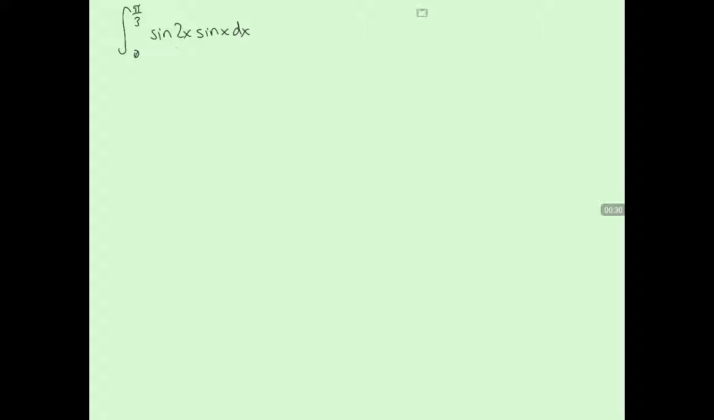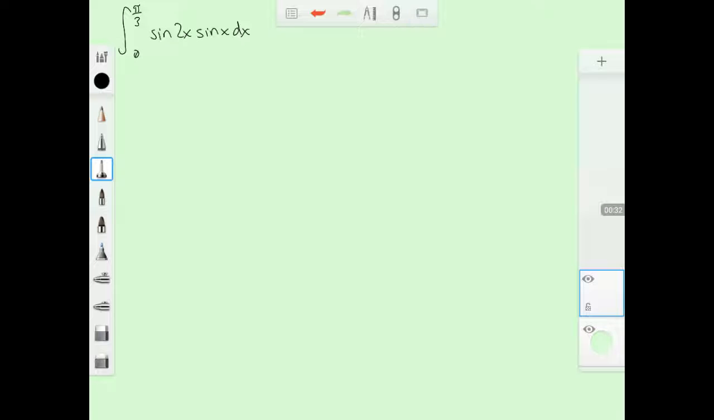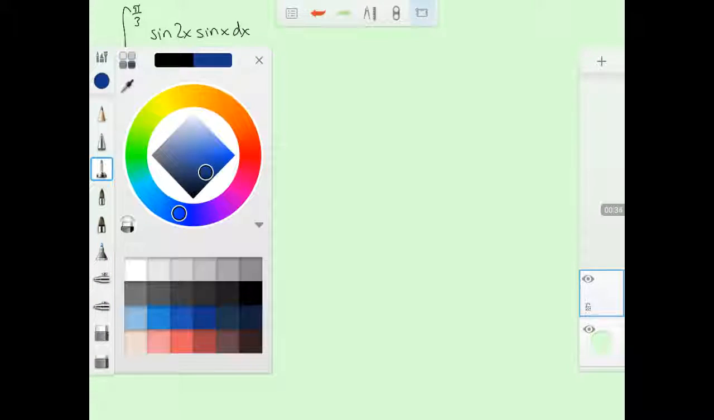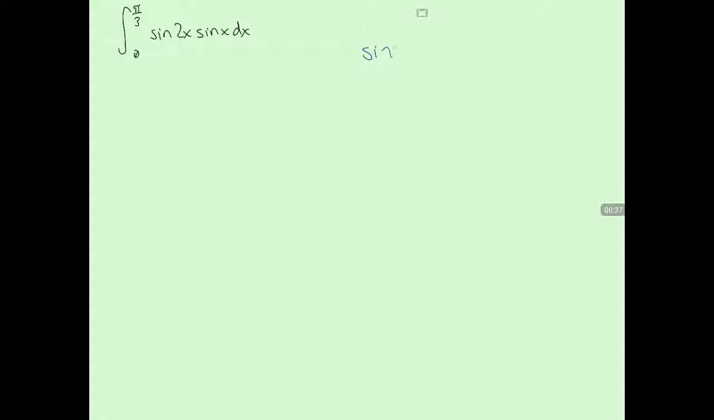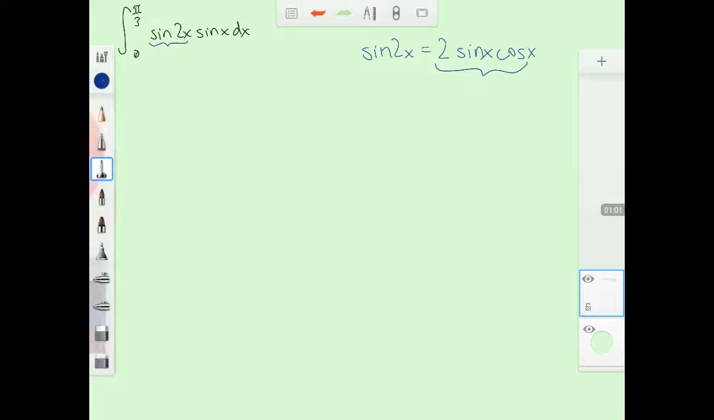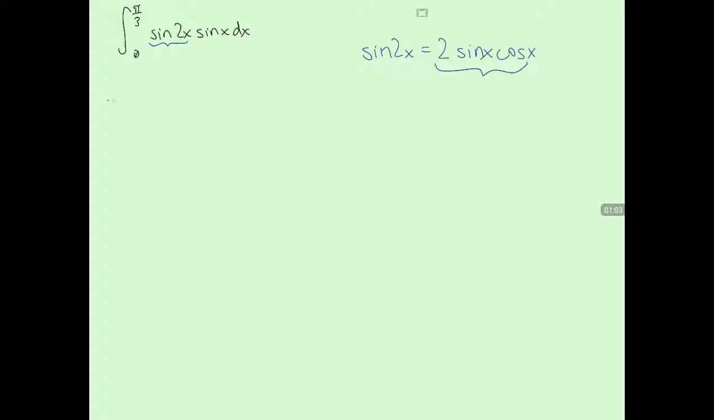But if we look at this first term over here, recalling our trigonometric identities, we remember that sine 2x is equal to 2 sine x cosine x. So if we substitute this right-hand side into this term, then we have everything in terms of singular sine x's and cosine x's. So let's do that.